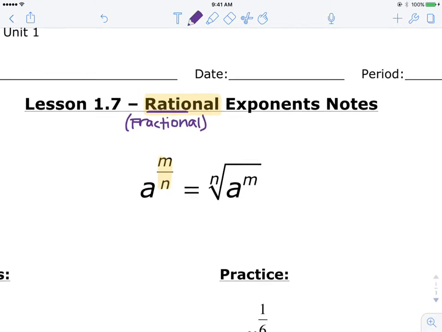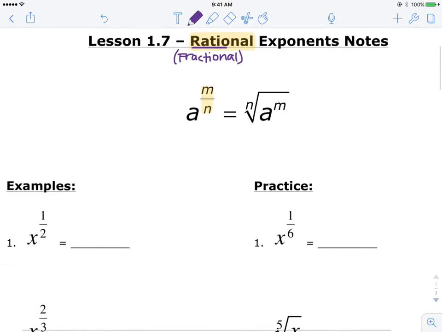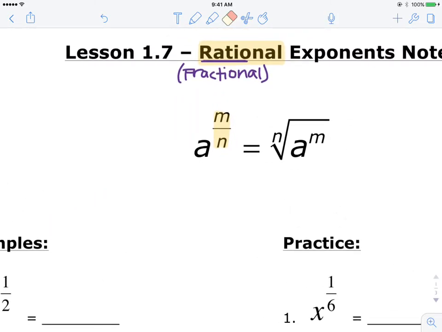So this is what you can do if you are ever given an exponent, like over here, that is not a whole number. It's a fraction. Before we really get going, let's make sure that we're using the right words here. The top number in a fraction, remember, we call the numerator. And the bottom number in a fraction we call the denominator.